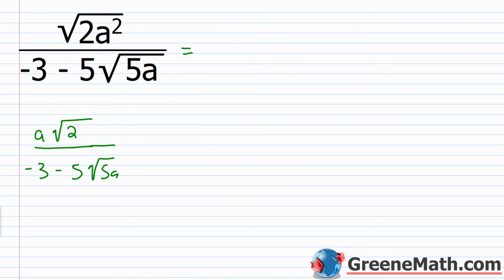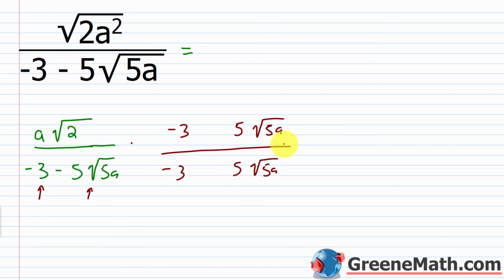Again, if I want to remove the radical from the denominator in this case, I'm going to multiply the numerator and denominator by the conjugate of that denominator. So to get my conjugate, the terms stay the same. So I'd have negative 3, and I'd have 5 times square root of 5a. That stays the same. So let's do that in each case. What's going to change is the sign. So in this case, it's negative. So this would be positive, and this would be positive.